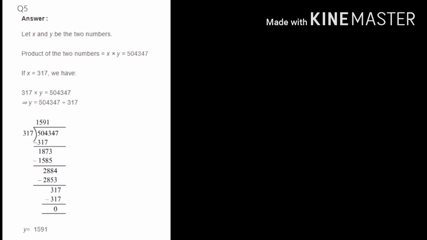Okay. Now question number 3 and 4, you have to complete. I'll be checking. And now the next question, question number 5: the product of 2 numbers is given, which is 5,04,347. One number is 317. We have to find out the other. So when 2 numbers are multiplied, we are getting a product. So if one number is 317, what will be the other? Of course, the other number will be 5,04,347 divided by 317. So after dividing, we are getting 1,591, which is our other number.